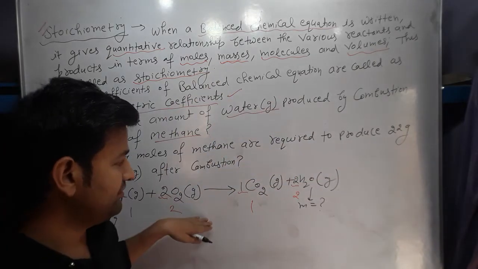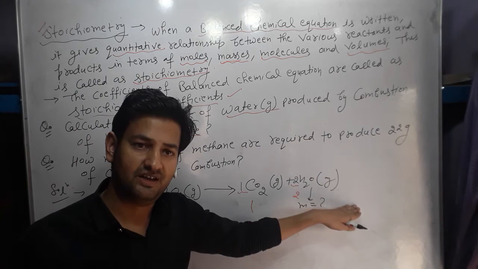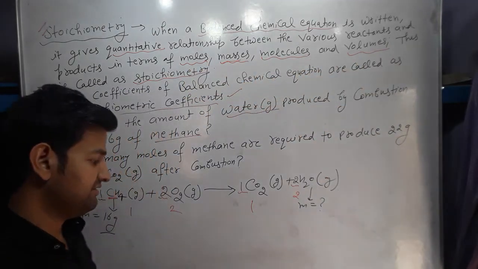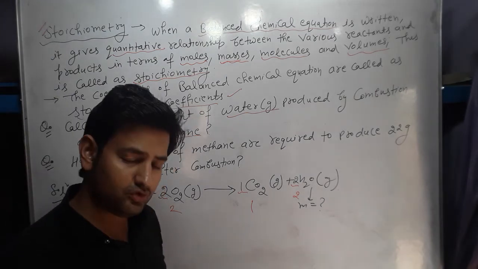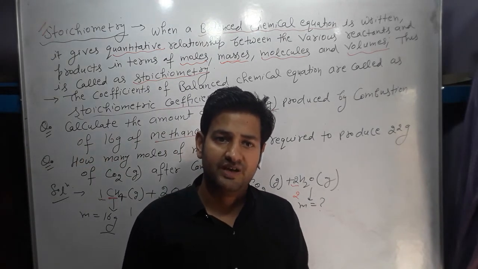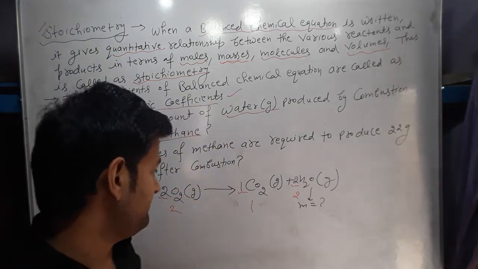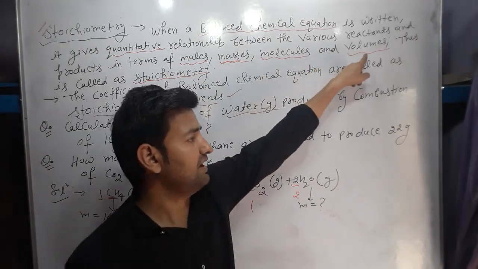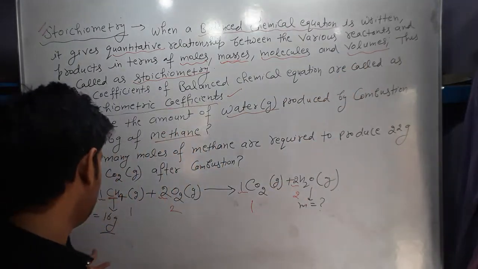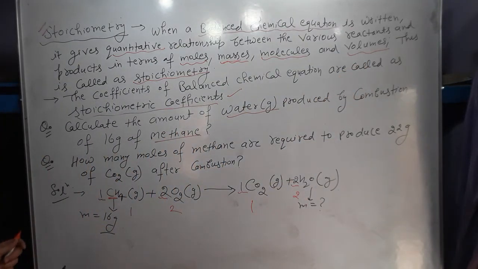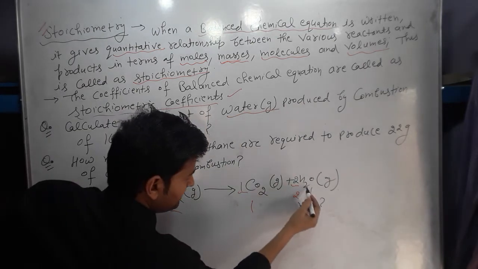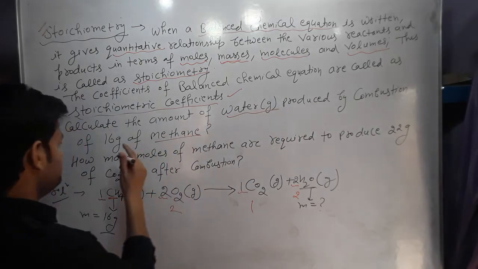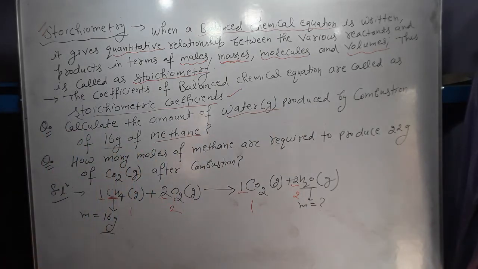So this is the stoichiometry for a balanced chemical reaction. It can be in terms of moles, masses, molecules and volume. But generally when we solve questions we especially use the number of moles, because from the number of moles we can calculate mass, molecules as well as volume. So we use the number of moles. So from here we have to calculate the amount of water produced by the combustion of 16 gram of methane.